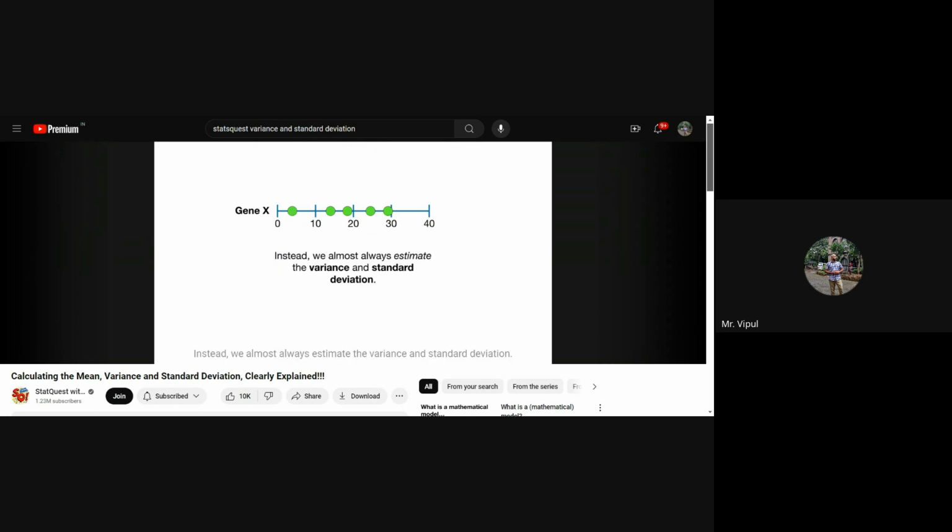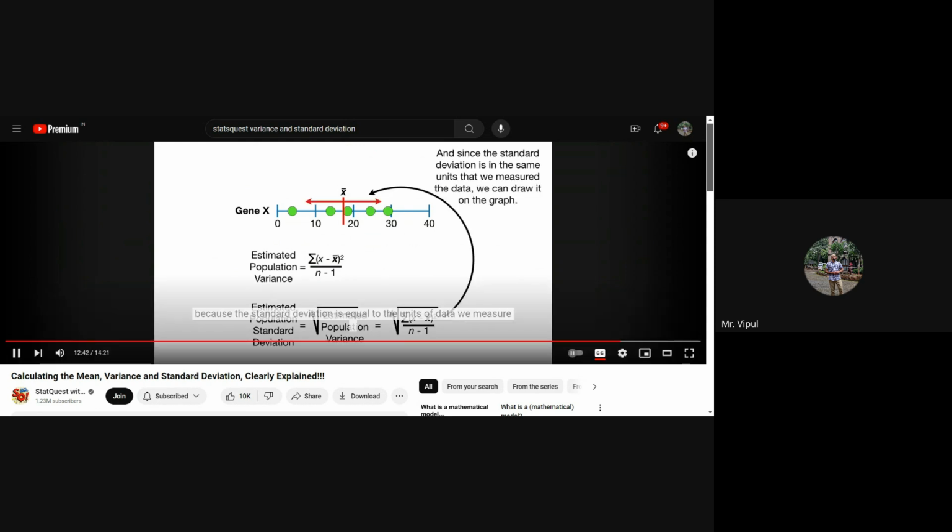Instead, we almost always estimate the variance and standard deviation. When we estimate the population variance, we divide by n minus 1 to compensate for measuring distances from the sample mean instead of the population mean. And the estimated standard deviation is just the square root of the estimated population variance. And since the standard deviation is in the same units that we measured the data, we can draw it on the graph.